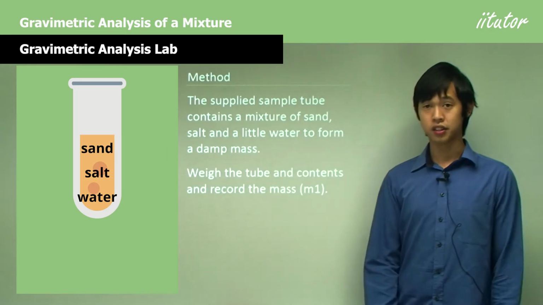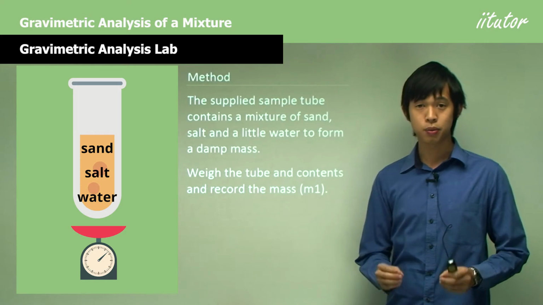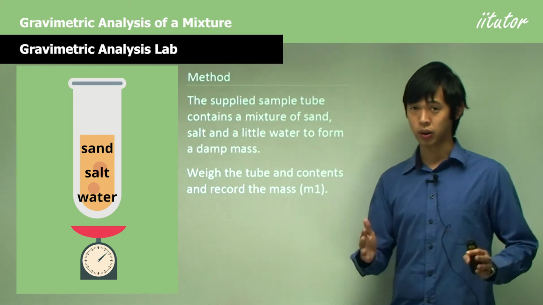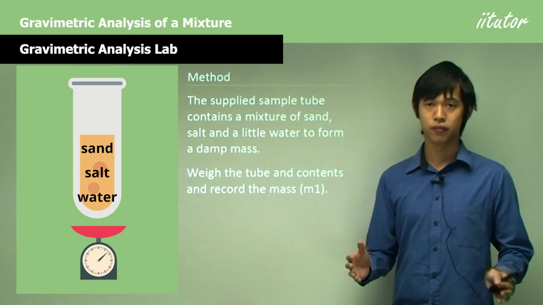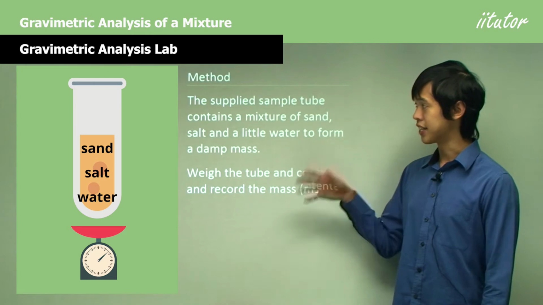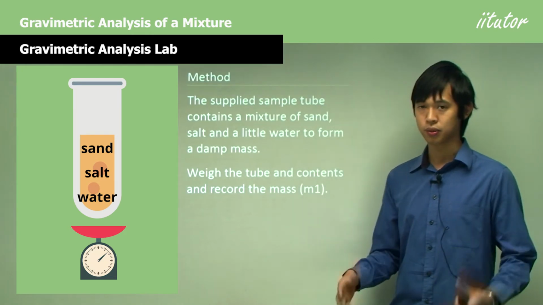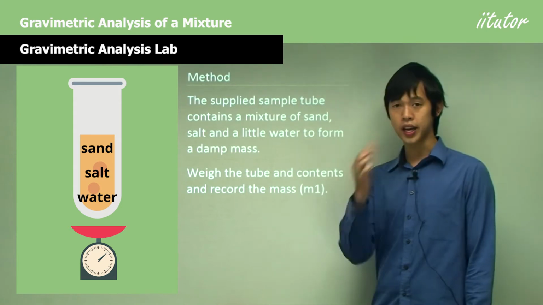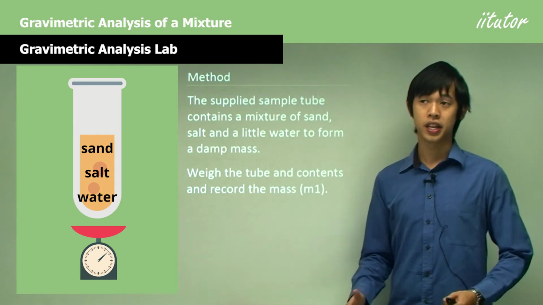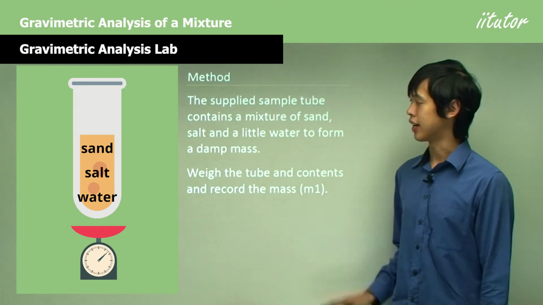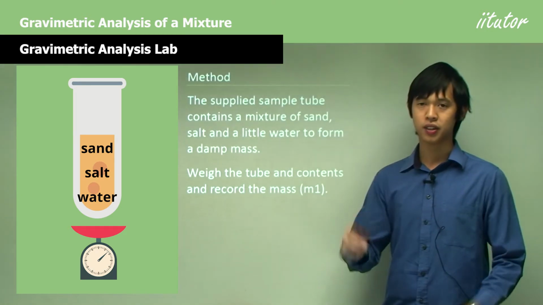So the first thing to do is we're going to have to measure a lot of things in gravimetric analysis. So we need to make sure we keep track of what we're weighing, okay? Otherwise, it'll just become very difficult to analyze the system. So first, we're going to weigh the tube, which has the sand, salt, water mixture. And then we're going to record the mass. And that's going to be M1. Okay, so the first mass that we measure is going to be the mass of the whole thing, which makes sense. So just keep M1 in mind, and then as we go on, we'll write down what each of these masses is.